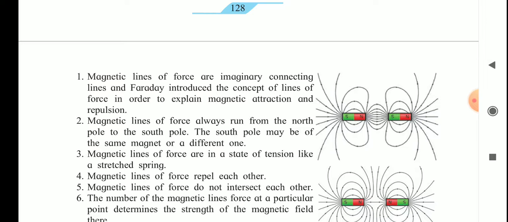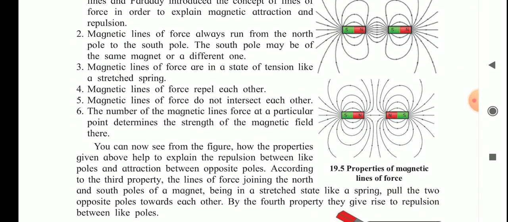Magnetic lines of force are in a state of tension like a stretched spring. Magnetic lines of force repel each other. Magnetic lines of force do not intersect each other.